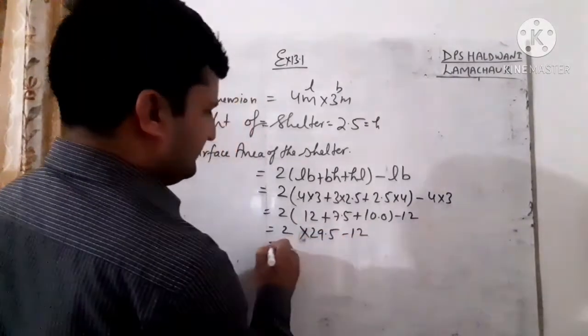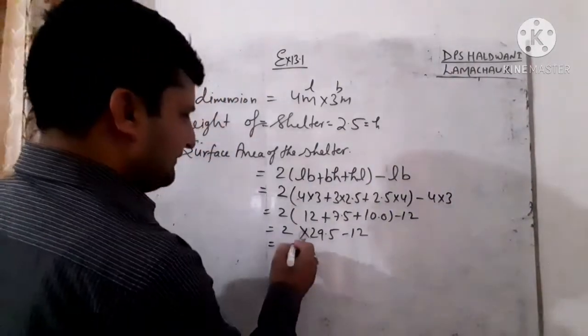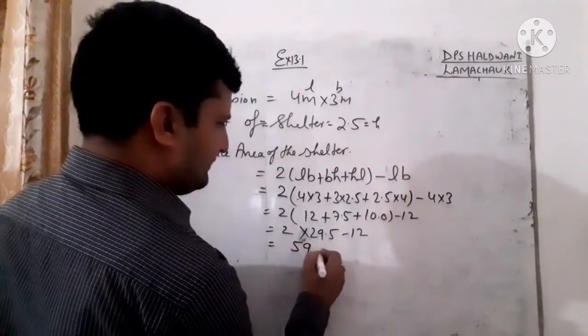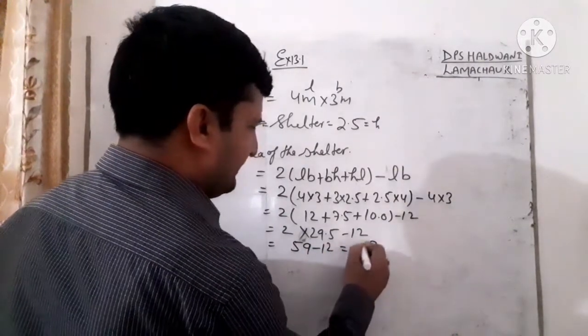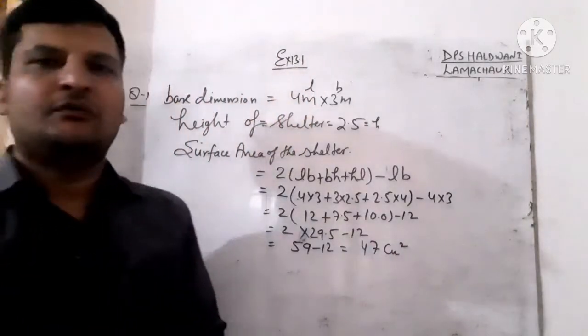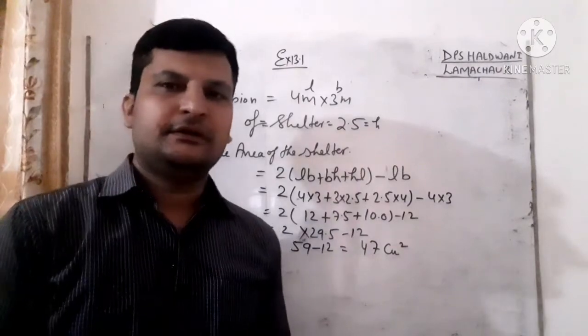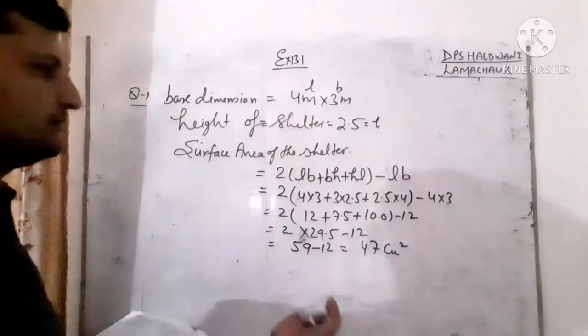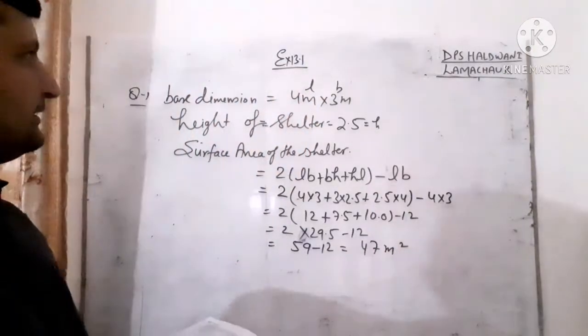minus 12. So 29.5 minus 12, so we can write it 9 minus 2 is 7 and 5 minus 1 is 4. This is coming, students, 47 centimeter square. This is coming now, student, 47 meter square. So the last question is this one.